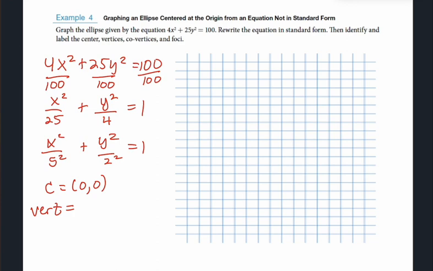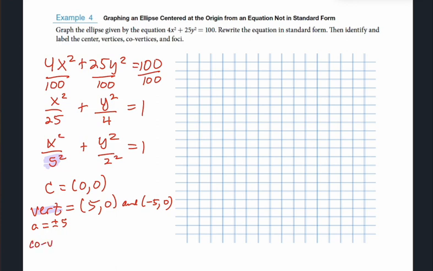The vertices come from the fact that the larger number is under our x. So our a value this time is plus or minus 5. So in the x direction, we are going to add or subtract 5 to our original h, k, our original 0, 0. So that's going to be 5, 0 and negative 5, 0. Okay, so this time our major axis is going in the x direction because the larger number was under our x.